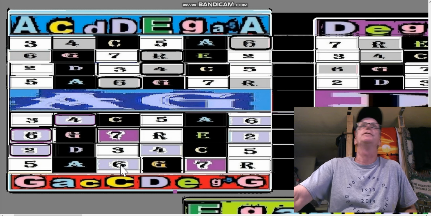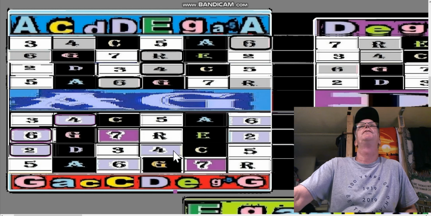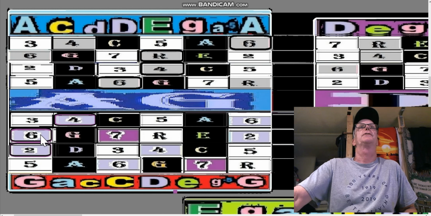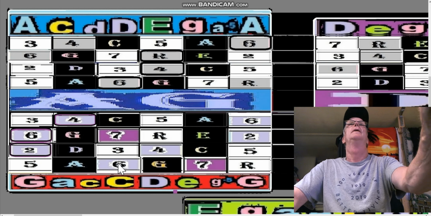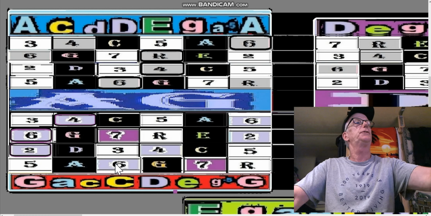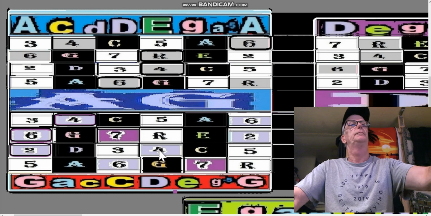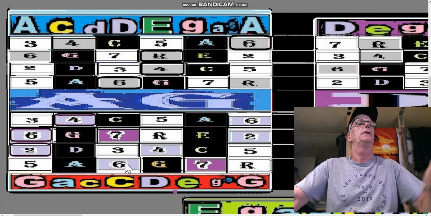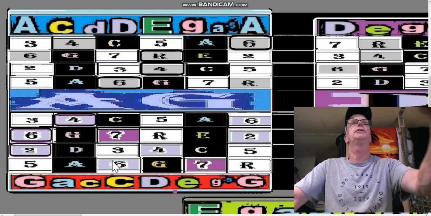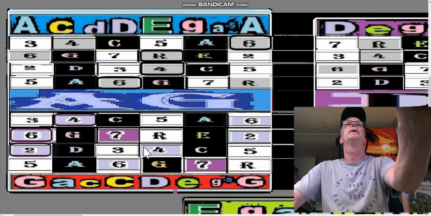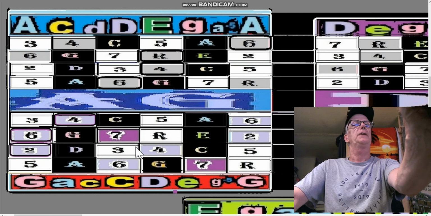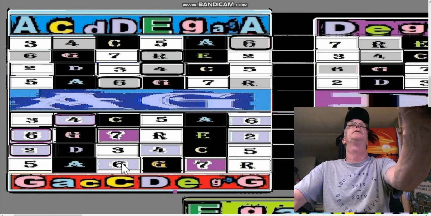Hey, what inversion is this? 6, 2, 4, 6. Okay, 6, 2. Here, 6 goes to 2, and 2 goes to 4. Wow, that's kind of weird. 6 goes to 2. There you go. 2 goes to 4. Yeah, that was weird. So that's second inversion D minor.